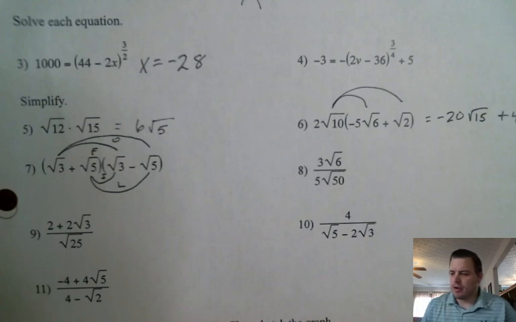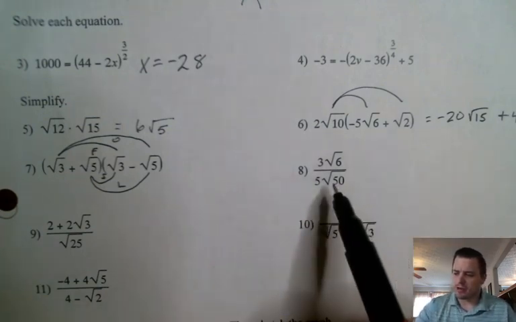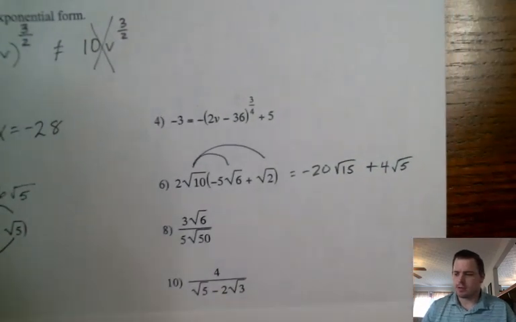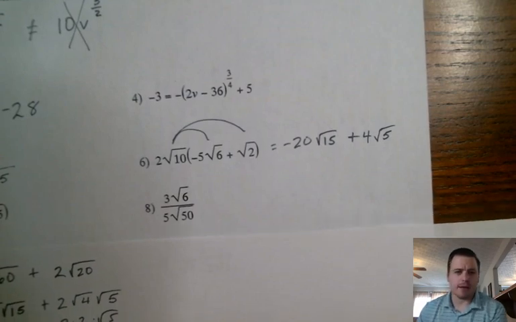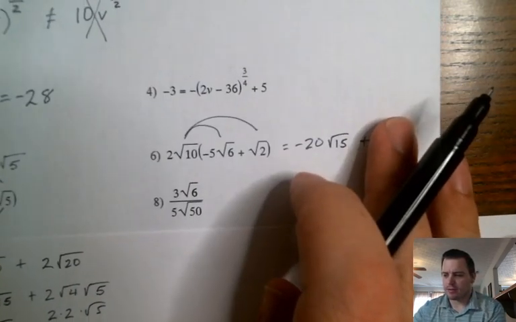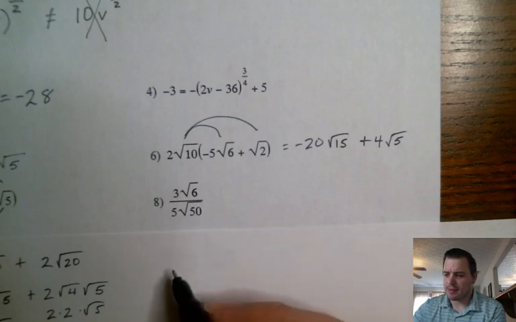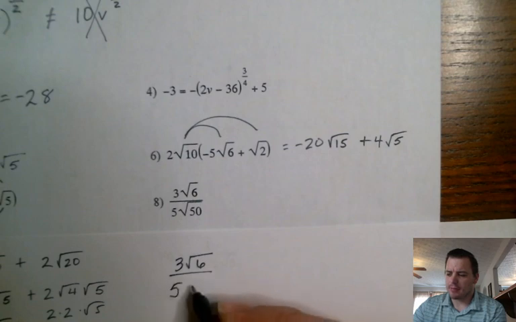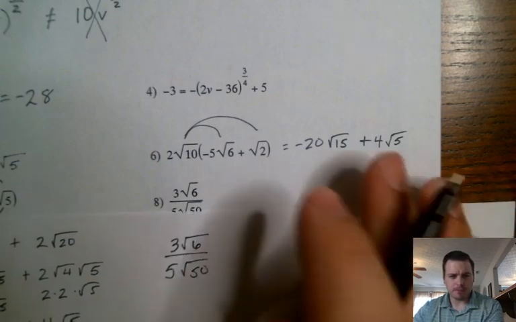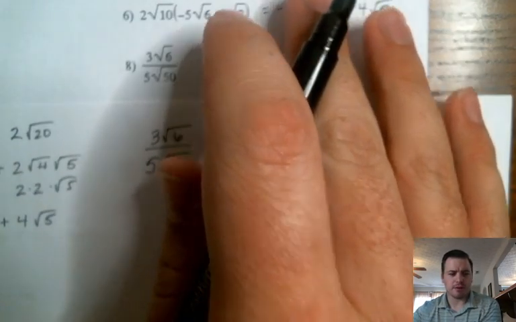Now let's jump over here to this number 8. So number 8, I'm going to work on a piece of paper. So number 8, now we're dividing radicals here, guys. So when you're dividing, again, you could do this a couple different ways. I'm going to show you the way I'm going to do it real quick for you. So 3/5 times, or 3 radical 6 over 5 radical 50.